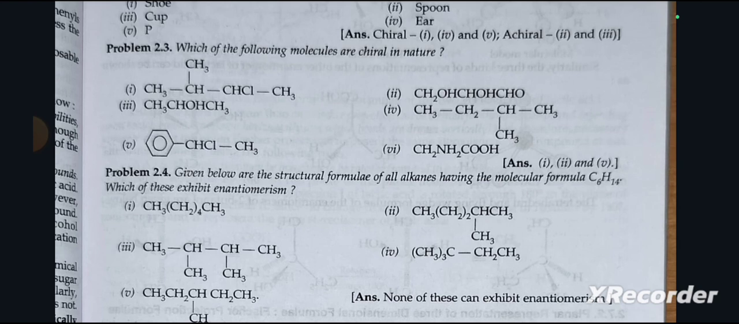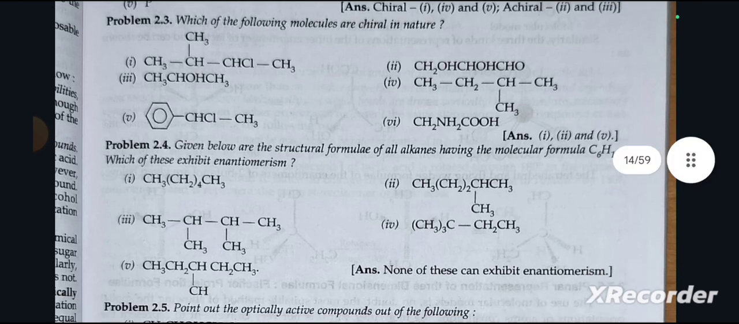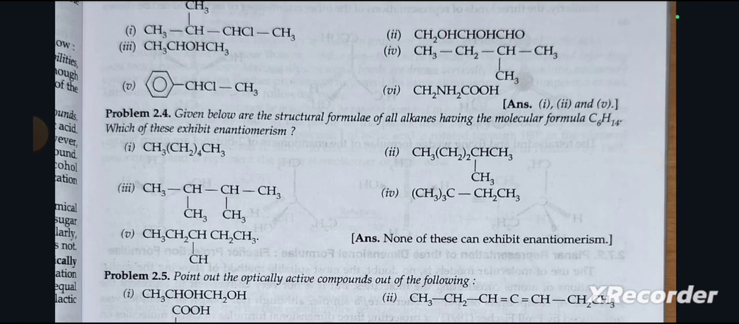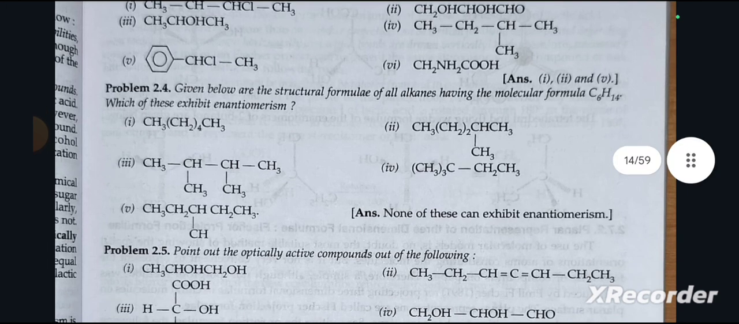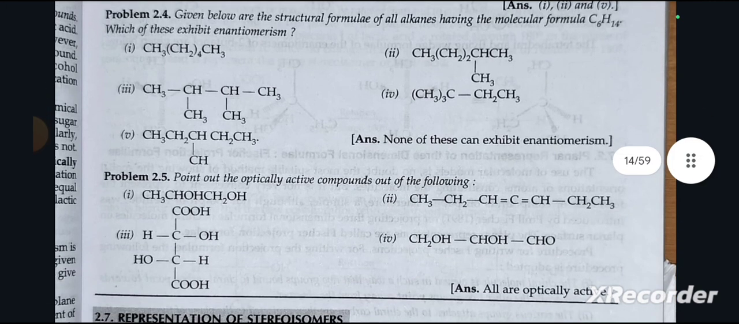Problem 2.3. Which of the following molecules are chiral in nature? First, CH3, CH, CHCl, CH3 on second position, CH3. Second, CH2OH, CHO, H, CHO. Third, CH3, CHO, H, CH3. Fourth, CH3, CH, CH, CH3, CH3. Fifth, phenyl CHCl CH3. Sixth, CH2NH2COOH. Answer: 1st, 2nd and 5th.